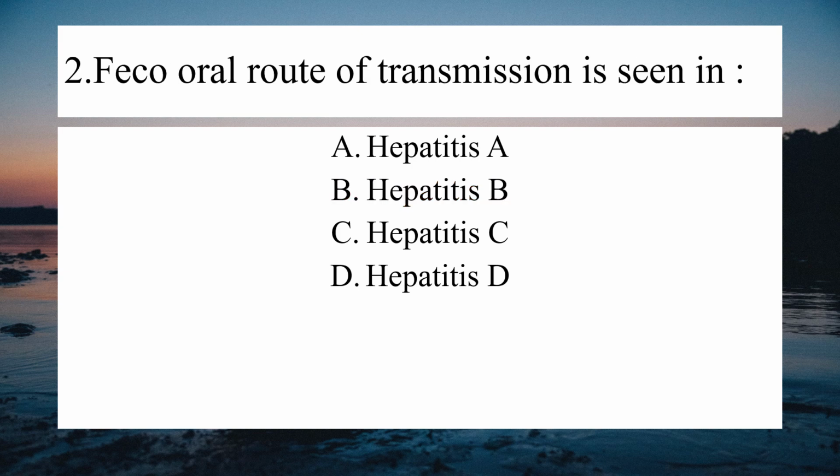Next question. Fecal-oral route of transmission is seen in option A, hepatitis A, option B, hepatitis B, option C, hepatitis C, or option D, hepatitis D. The correct answer is hepatitis A. You can pause the video to think the answer. Coming to the next question.